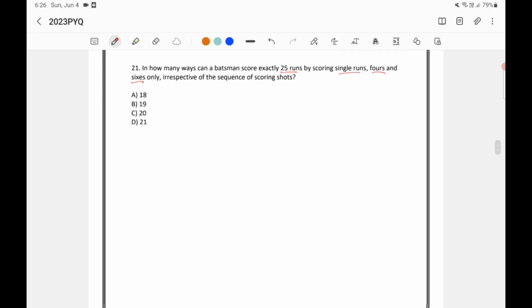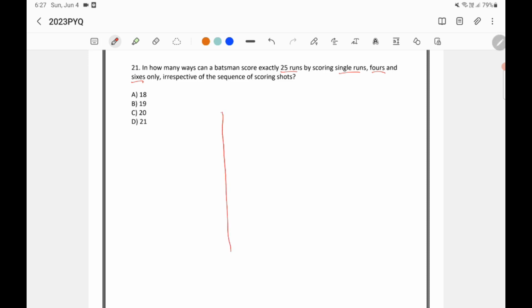Okay, so let's see how we can do this one. I think I have done a denomination-based question in permutations and combinations itself, like a 100 rupee note, 50 rupee note, and let's say a 10 rupee note. Then in how many ways can you pay a bill of so and so money? So this is a similar question actually. The only thing is that it is 1 run, 4 runs and 6 runs and a total of 25 runs. So let's see how we can solve this one very easily.